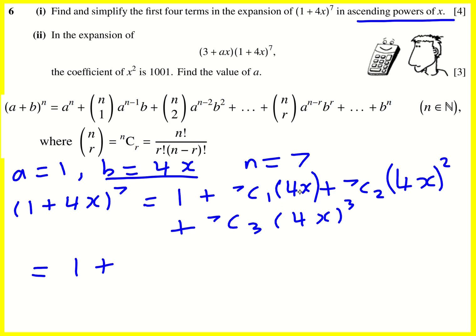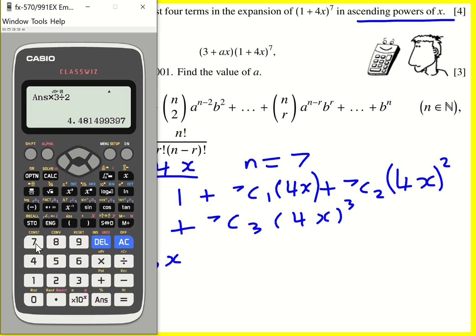7c1 is actually just 7, so I'm going to get 28x. Of course, you can check these things out on a calculator if you want. You can even do it by hand. I'll show you that in a second. So 7c1.